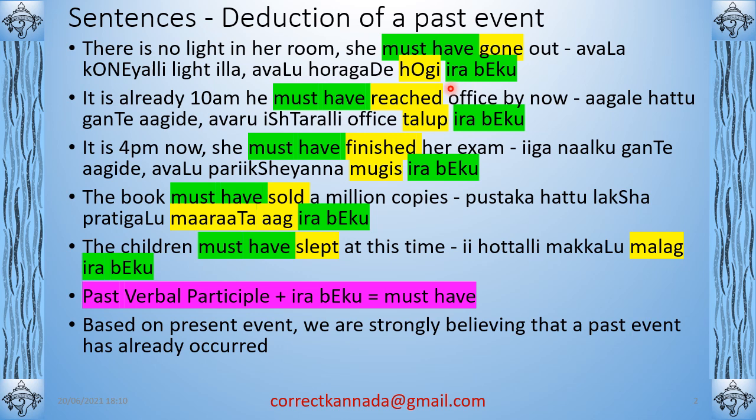In the next slide I will give examples of this past verbal participle. First, let's understand this irabeku. So irabeku is "must have" in this context, that is, you are deducing that something has happened in the past based on what you're seeing in the present.